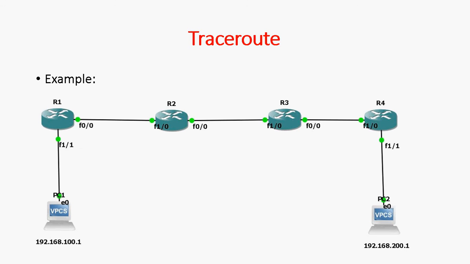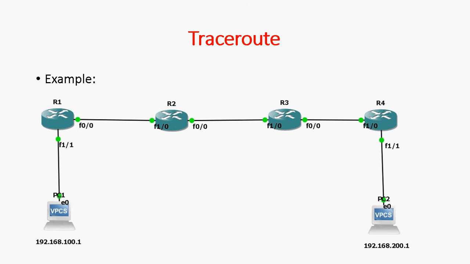For example, this is my example scenario. Here I am using 4 routers and 2 PCs. Router R1 is connected to PC1 and router R4 is connected to PC2. PC1's IP is 192.168.100.1 and PC2's IP is 192.168.200.1. Now I am trying to ping from PC1 to PC2. My ping is failing. I am not able to reach PC2.